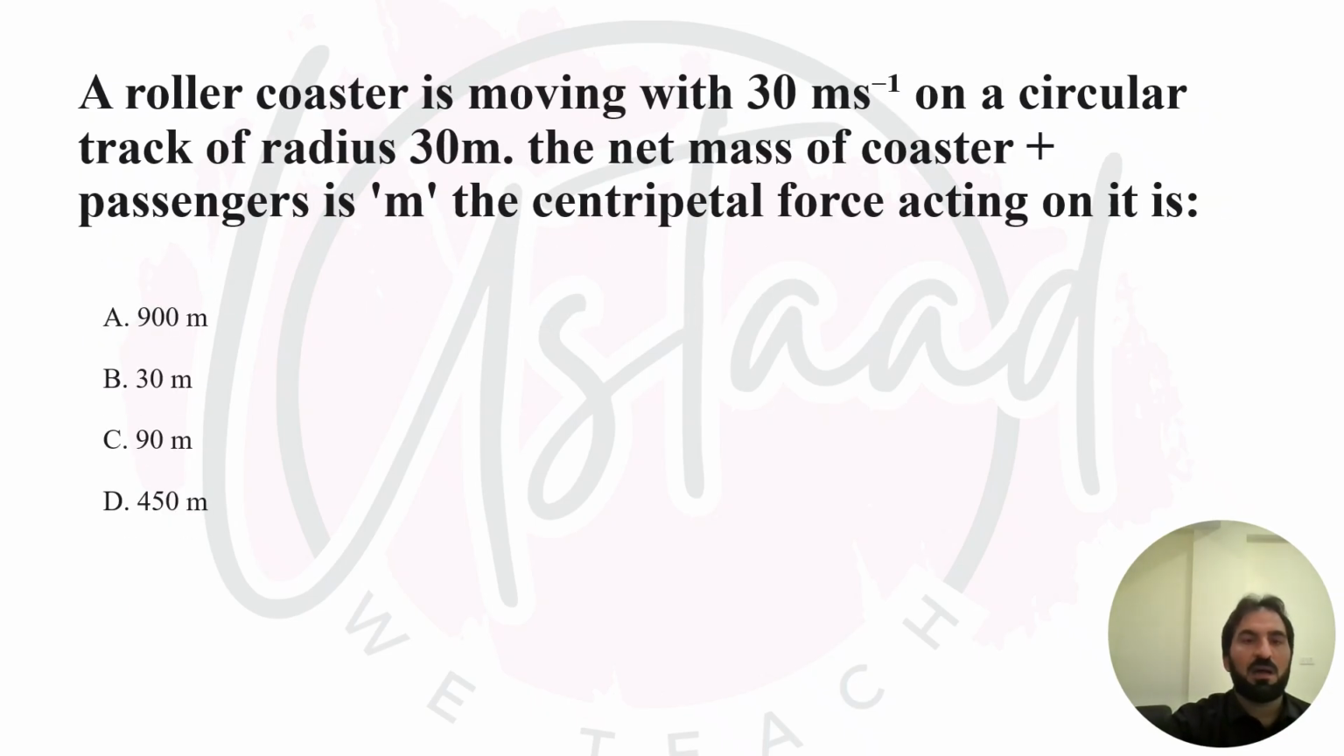Next MCQ: a roller coaster is moving with 30 meter per second on a circular track of radius 30 meter. The net mass of the coaster plus passengers is m. The centripetal force acting on it is 900 times mass, 30 times mass, 90 times mass, or 450 times mass. So the correct option is 30 m, where m stands for mass. So that is 30 times mass.